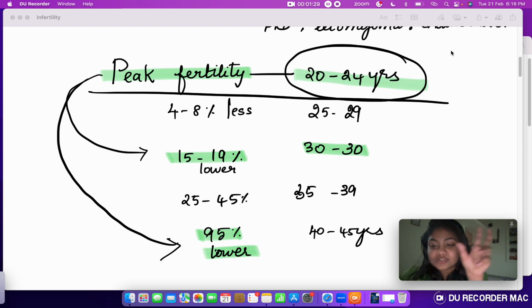One point has to be noted down: this fertility decline with aging is only for the females. For males there is no such table showing a drop in fertility. Up to 45 years almost the fertility remains the same for men, whereas for females it drops 10, 20, 40 and 90% as she advances in age.